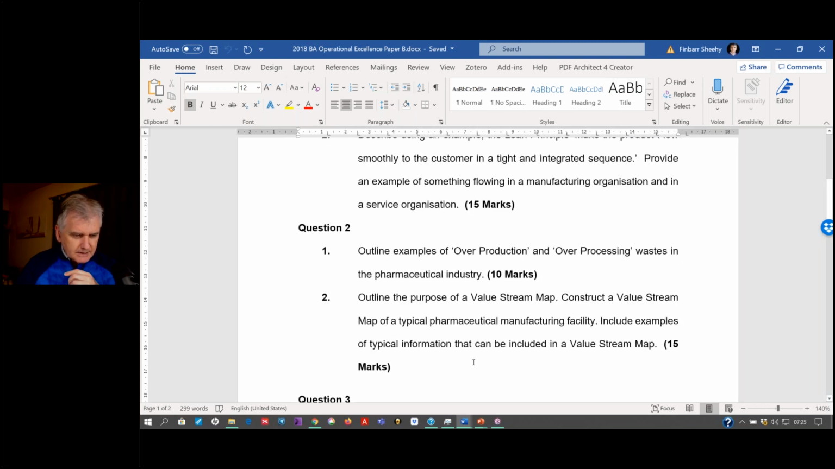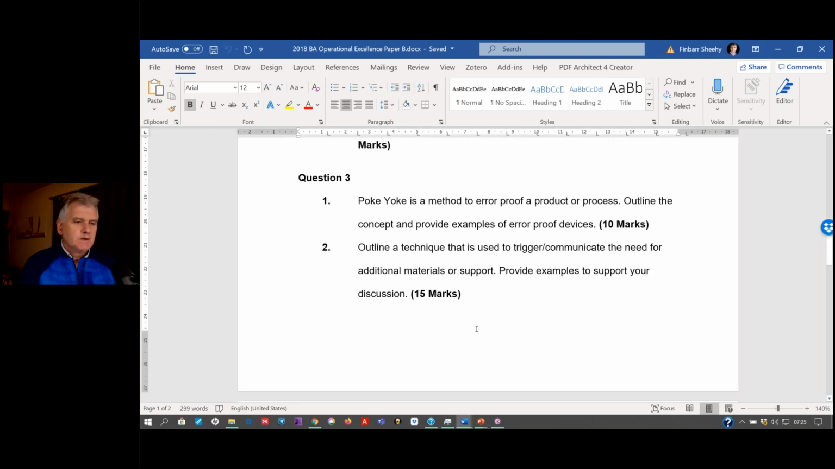Okay, let's have a look at a couple more here. Question 3 in this one. Poka-yoke is a method to error-proof a product or a process. Outline the concept and provide examples of error-proofing devices. You'll find this is very typical of the way I'll ask the question, because just asking what is poka-yoke or what is SMED or what is 5S is a bit simplistic. In a lot of cases I'll be looking for examples, and those kinds of ideas are very suitable for open book exams because it's around an idea or the application of something.